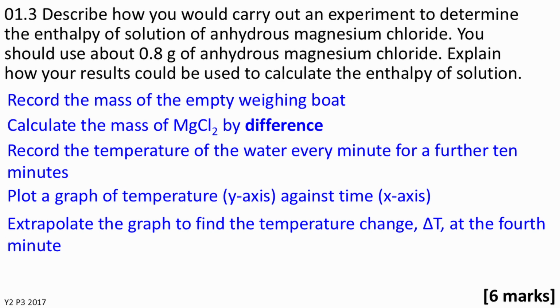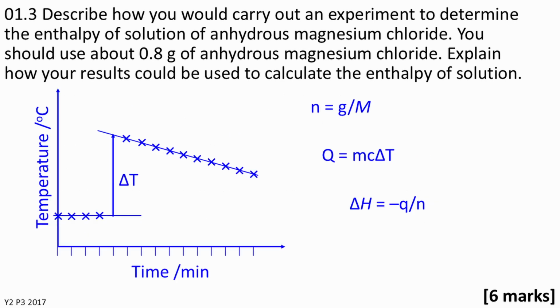It is a good idea to include neat diagrams in your answers. It would be appropriate to include a sketch of the expected graph in your answer to this question. You could also draw a labelled diagram of the apparatus. Finally, list the equations that you have used. The amount of magnesium chloride is calculated using mass divided by molar mass. The energy that goes into the reaction mixture is given by Q is equal to mc delta T, and the enthalpy change delta H is given by minus Q divided by n.